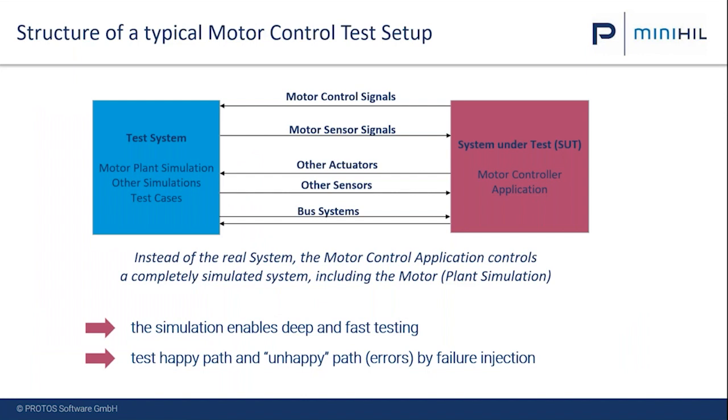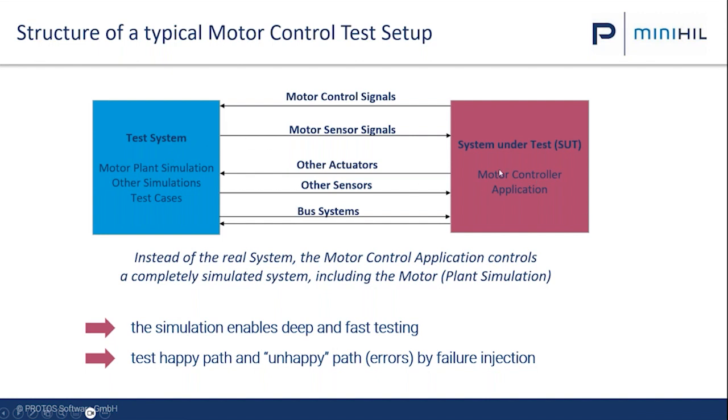So now let's have a look at the typical test setup for a motor control system. On the right side, you have a motor control application. So that's the microcontroller with the complete software stack. On the left side, you have the test system. So the motor controller controls the motor, the test system measures, for example, the PWMs, and simulates the closed loop behavior of the motor.